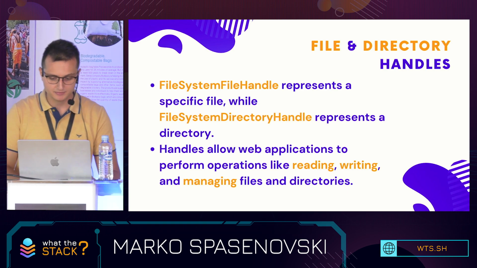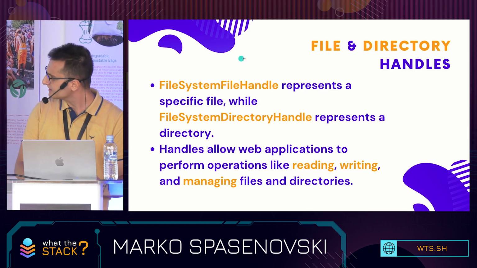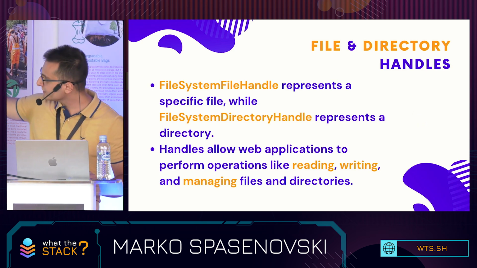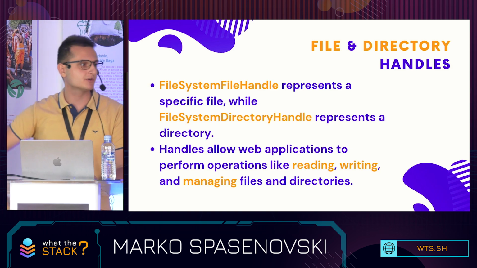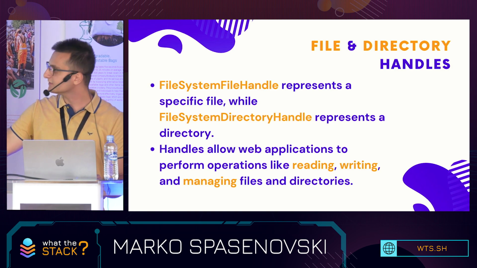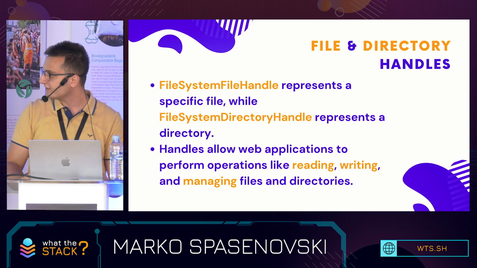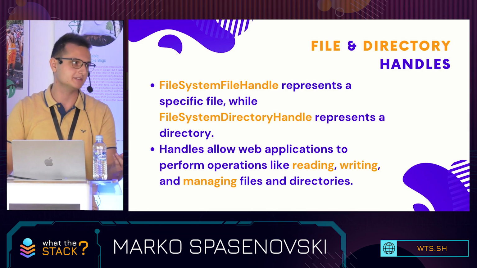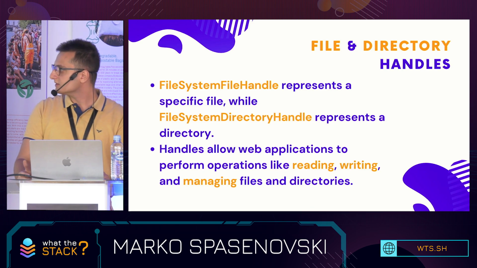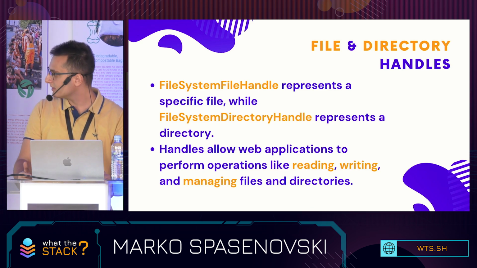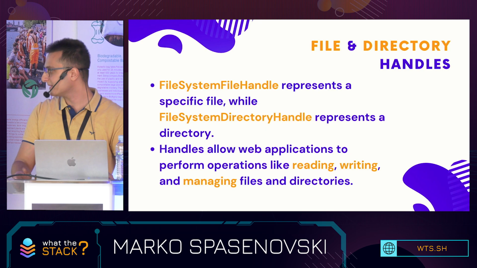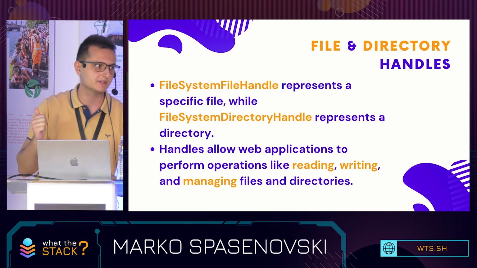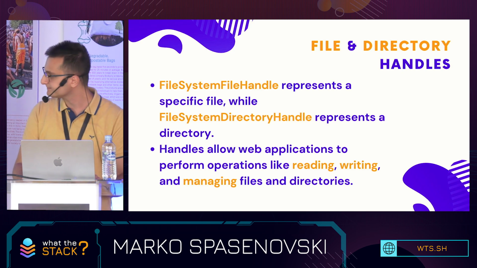Because this API, as I said, is pretty new, it's pretty limited, and it's a little bit contested. So these are your bread and butter. Whatever you're going to be doing with the file system API, you're going to be using these handlers. The file system file handle represents a specific file, while the file system directory handle represents a directory. Pretty easy, right? Simple. So the handles allow web applications to perform operations like reading, writing, and managing files and directories. Like I said, these two are going to be your best friends when working with the file system API to work with files.